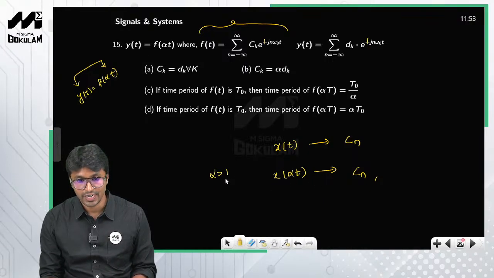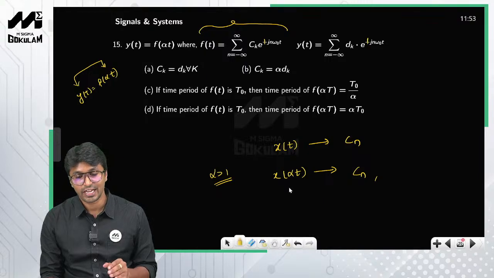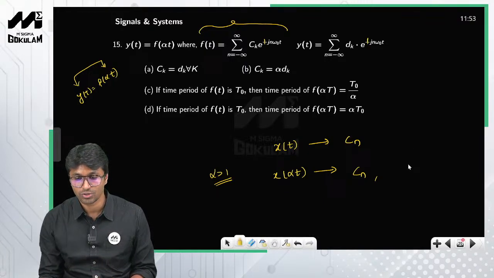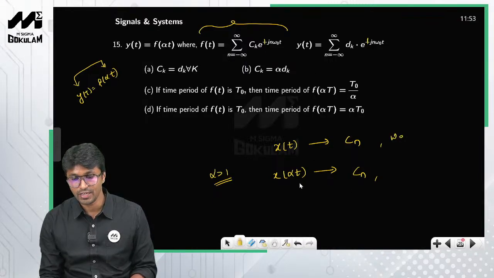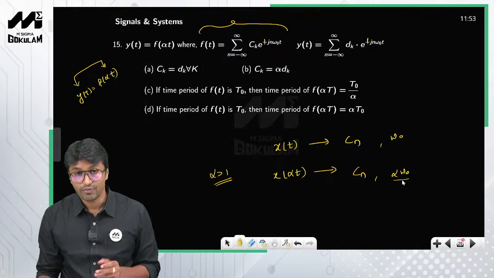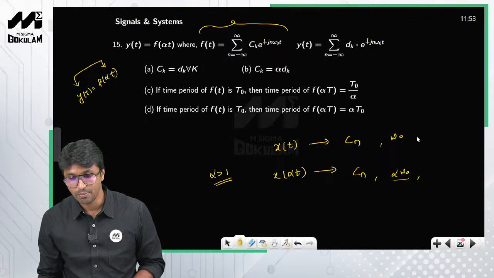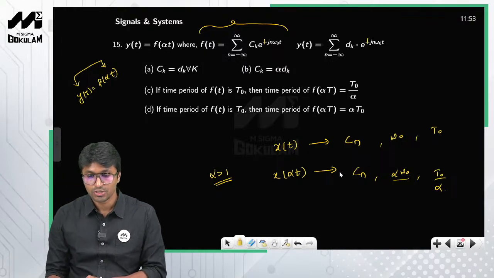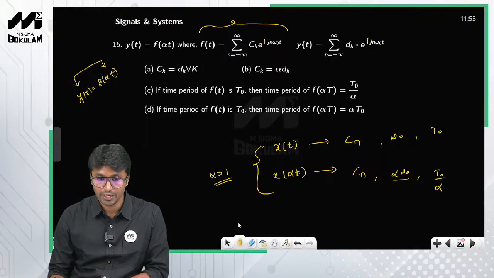If alpha is greater than 1, the signal in the time domain has compressed, so obviously the signal in the frequency domain will expand. Therefore, if omega naught is the fundamental frequency of x of t, what is the fundamental frequency of x of alpha t? That will be alpha omega naught. What about the fundamental period? If this is t naught, this will be t naught by alpha. This is the scaling property, very very important.